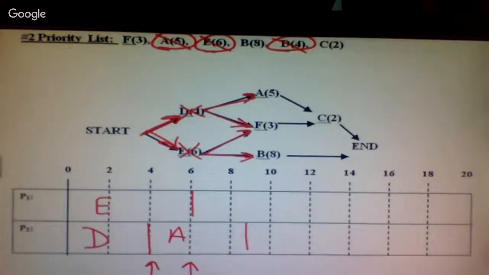What's ready now? F. Anything else? B. Just because you're not going to schedule them both doesn't mean you shouldn't circle them. Please circle them as soon as they're ready. So now, the first ready task is F. That goes here, and that finishes at 9. At 9, we finished with F and A, which means C is now ready.